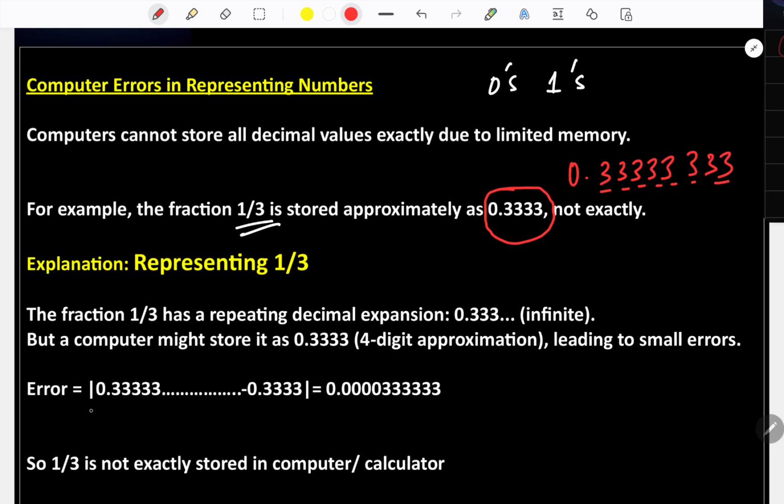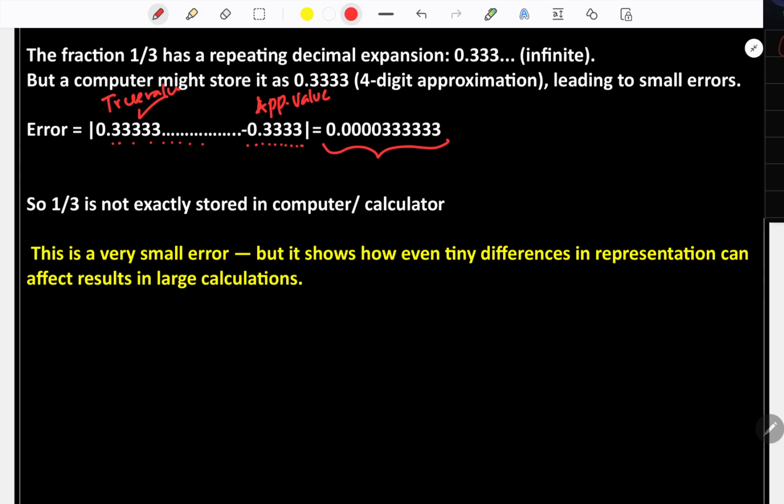So that's what I explained. The error is equal to the true value minus what the computer stores. For example, this is 0.3333, this is the original value, the true value, and this is the approximate value, okay? So the final conclusion is that 1 by 3 is not stored exactly in the computer or calculator. What is the meaning of that? There is a very small error, but it shows how even tiny differences in representation can affect results in large calculations.